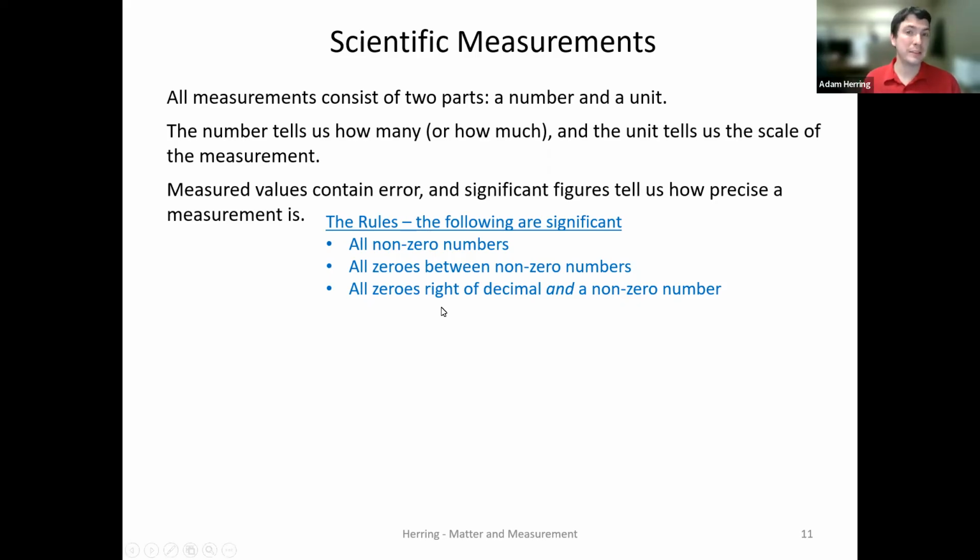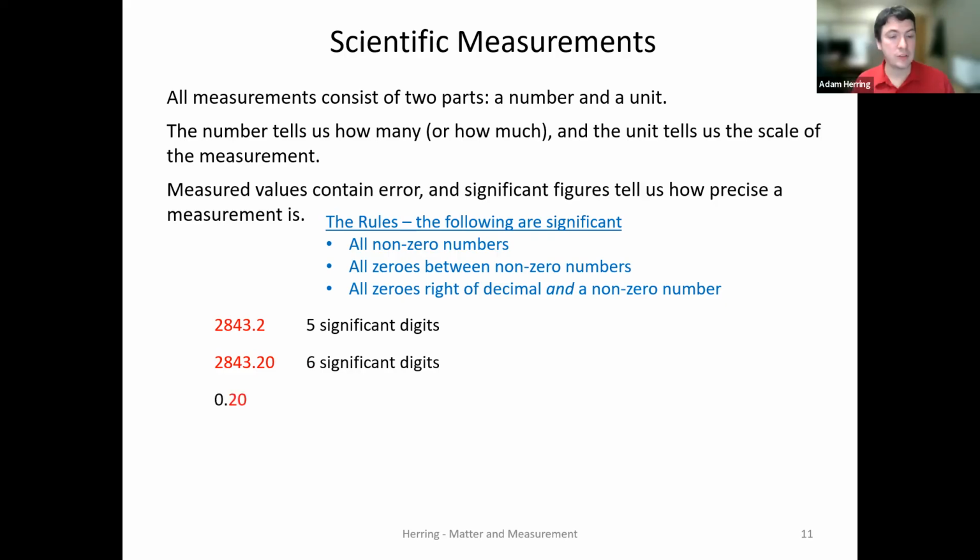So let's go through a couple examples. The number 2,843.2 has 5 significant figures or 5 significant digits. The reason for this is because it contains 5 non-zero numbers. The number 2,843.20 contains 6 significant figures. And this is because it has 5 non-zero numbers and a 0 that is to the right of the decimal and right of a non-zero number.